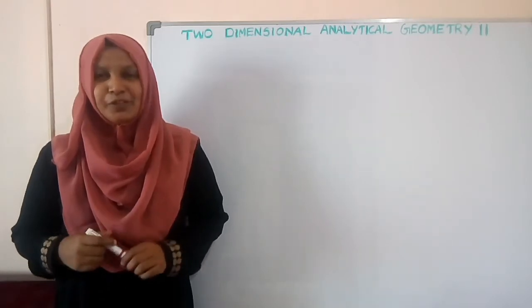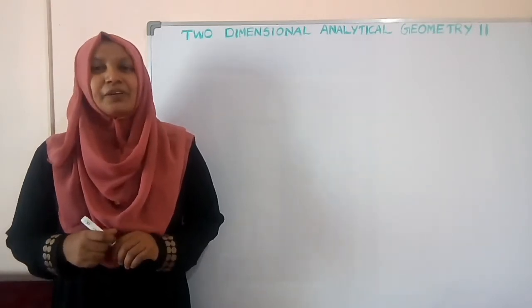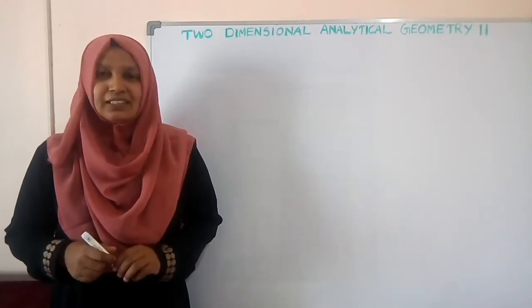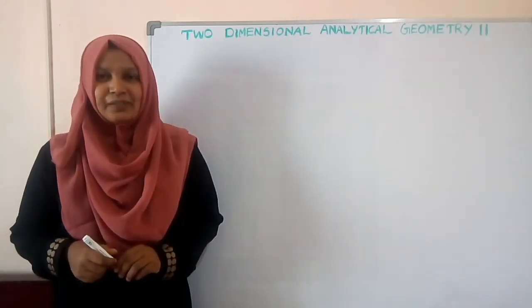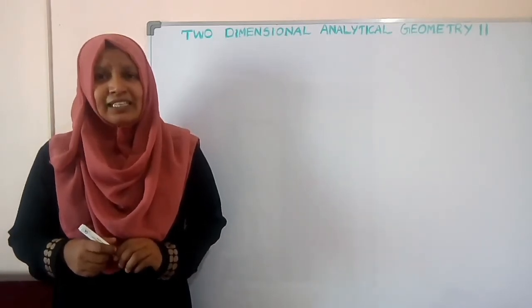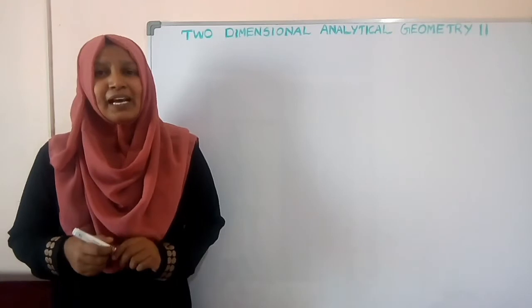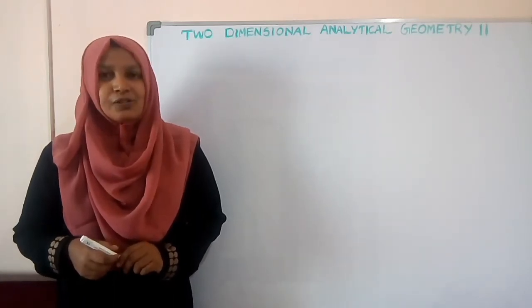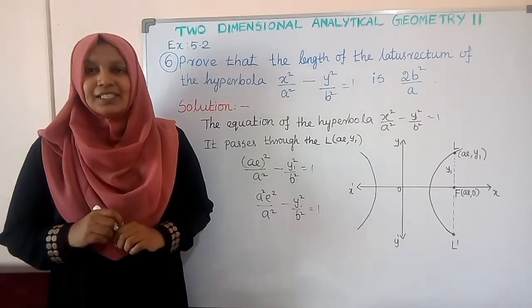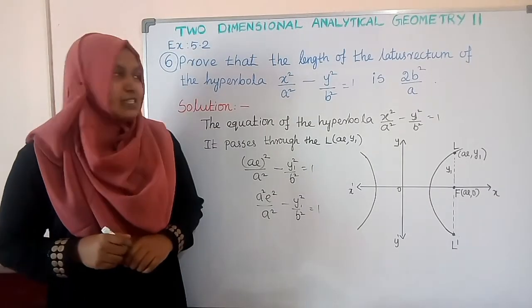Now we can enter into our today's class. Today we are going to learn exercise 5.2, the two questions, that is question number 6 and 7. After learning these two questions, we can see the detail about the conics, that is a parametric form of conics and also tangent and normal to the conics. Now exercise 5.2, question number 6.